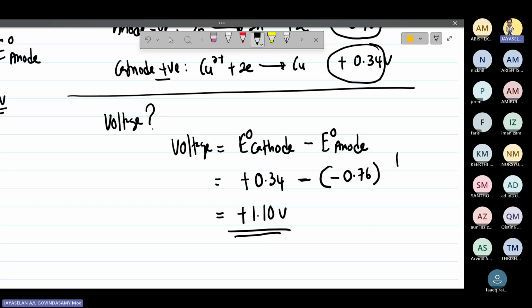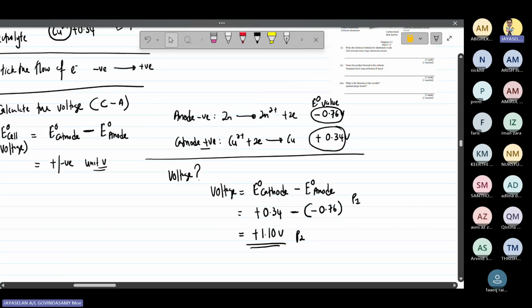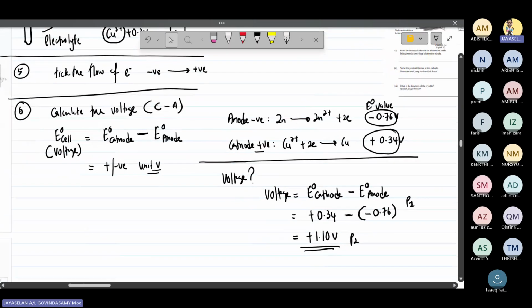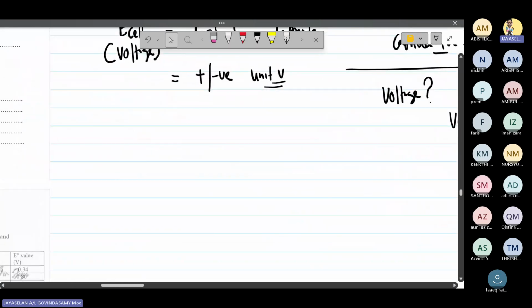When you do it like this, this is point 1, this is point 2. They will see all the signs are there. That's all. Any question? Okay, later we will practice. Now you understand cathode minus anode. Any question? No question. Okay, now we go for the last point. Then we should be able to do it.